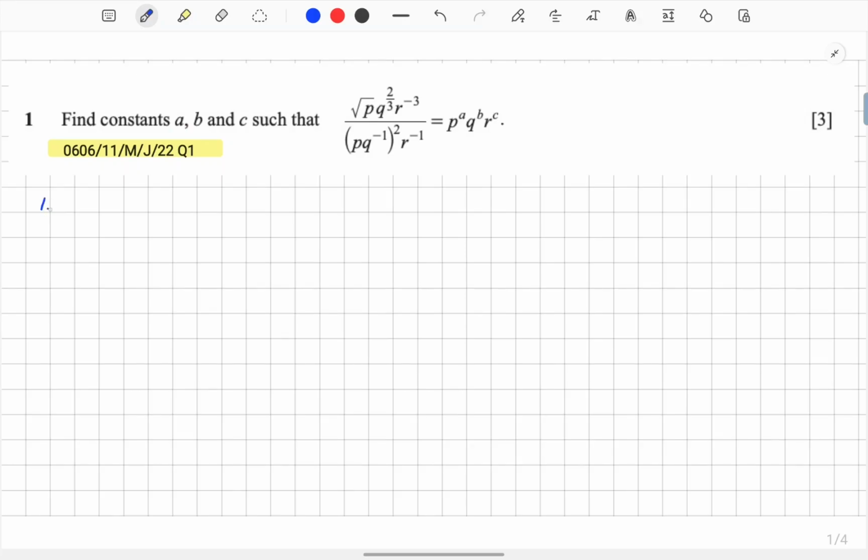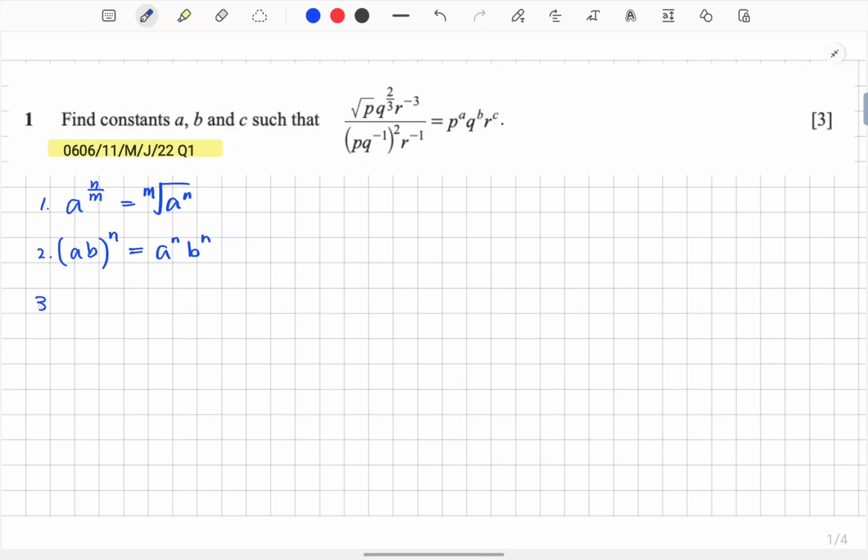The first one is a to the n over m. It is equal to the nth root of a to the m. The second one is when a and b are in a pair of parentheses, and the pair of parentheses is raised to a power of n, and the n outside will multiply with the exponent of a and b. So this will become a to the n and b to the n.